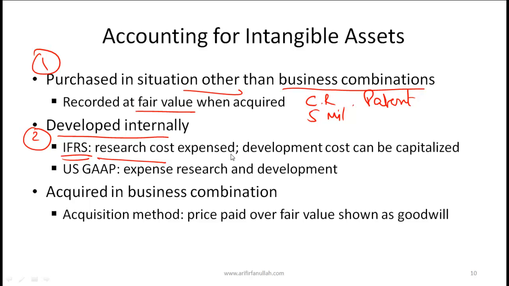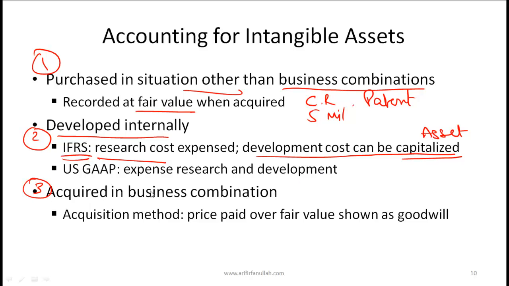Once you are confident that the patent that you are developing is past the research phase and now you are developing the patent, typically a stage where you expect future economic benefits, then the development costs can be capitalized. So here you can now create an asset. Under US GAAP, there is less flexibility and you need to expense research and development costs.